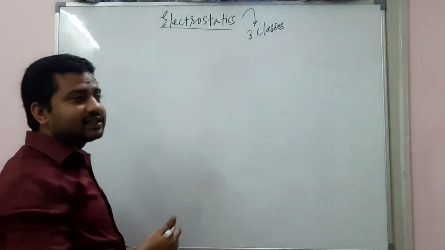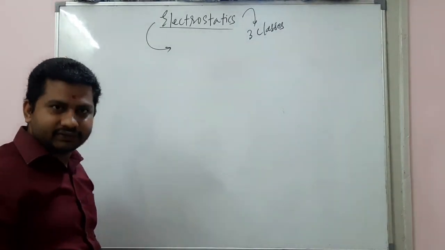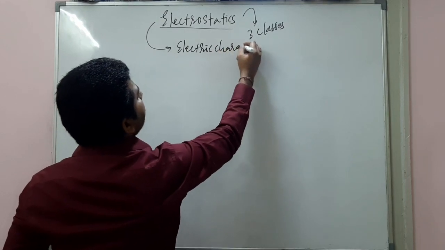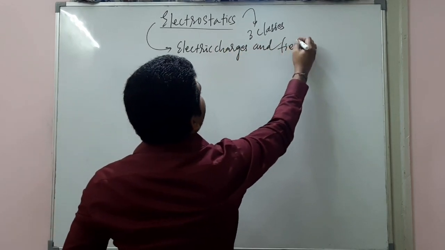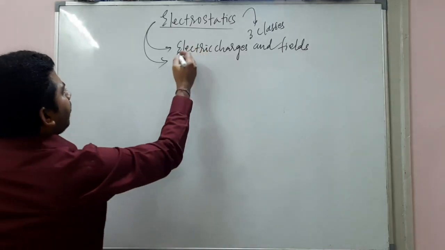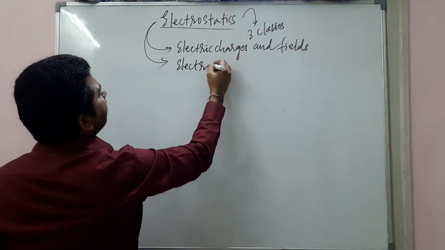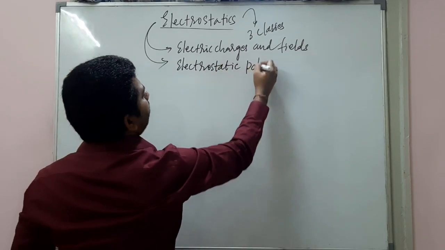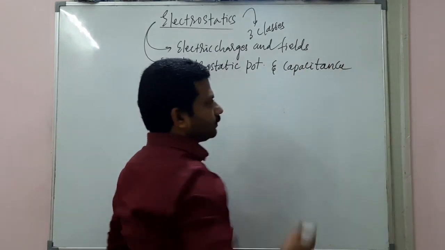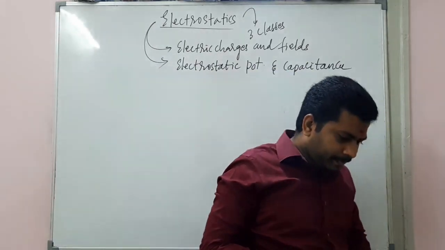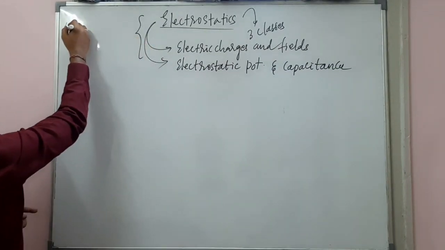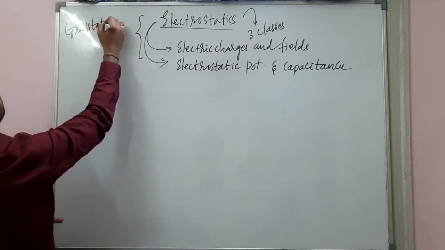Electrostatics is the chapter which contains 2 different chapters. The first one is electric charges and fields, and the second chapter involved in this unit is electrostatic potential and capacitance. So my dear students, have a look at it. This is the chapter which is having connection to your gravitation chapter in first PUC.